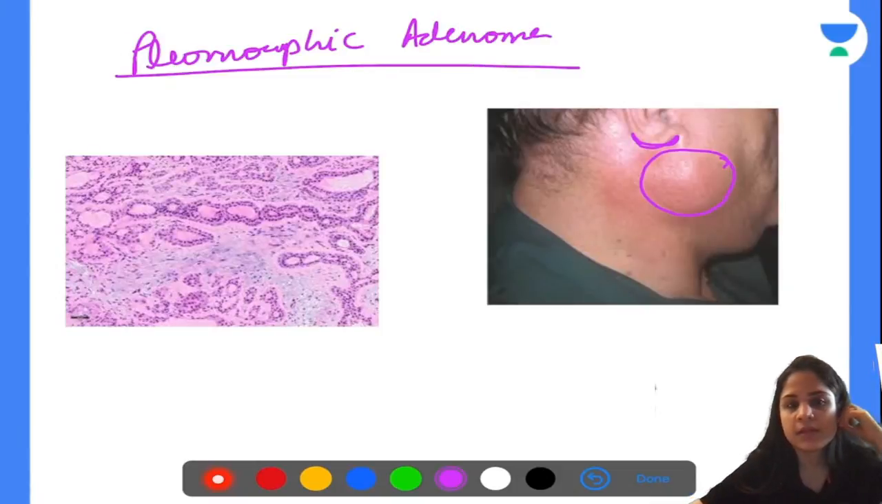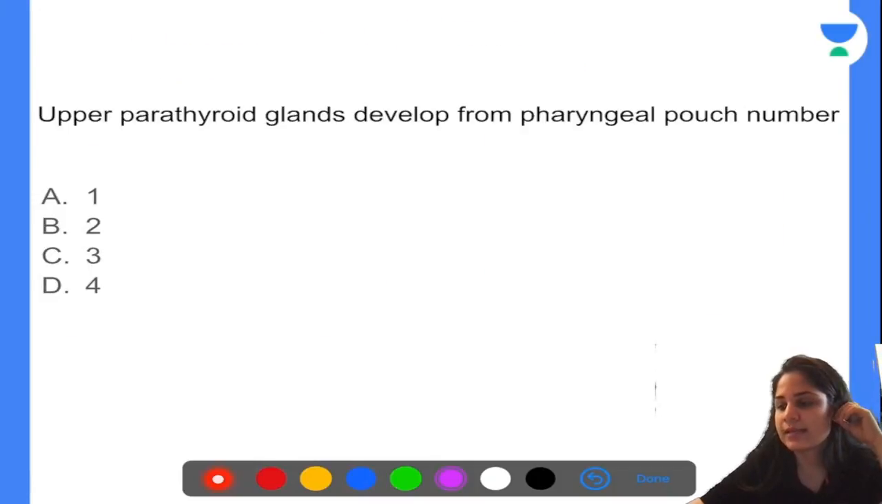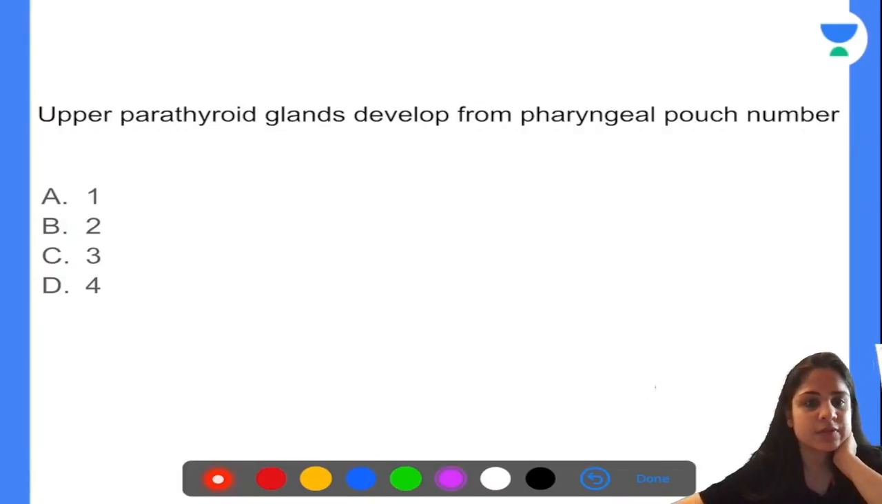Okay, awesome. Now let's move on to our next topic. So that is the parathyroids. This is the last topic for today. Okay, we'll just finish it in 10-15 minutes. Okay, so upper parathyroid glands develop from pharyngeal pouch number 1, 2, 3 or 4.